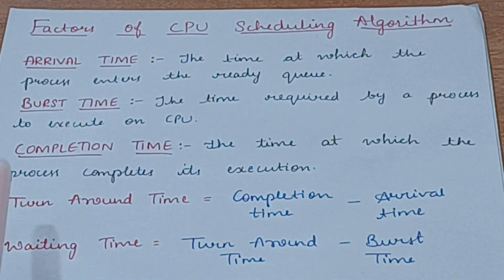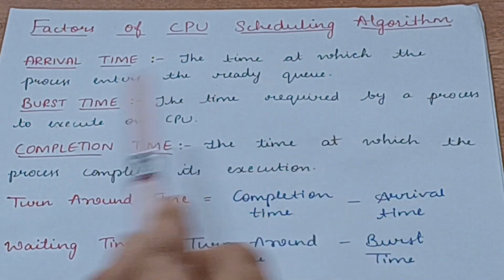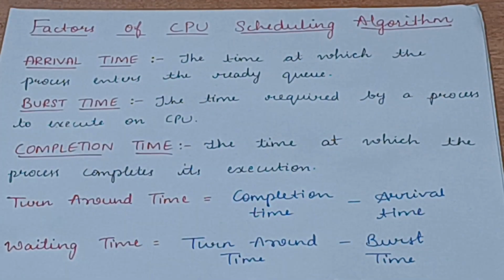And then you have burst time. Burst time is the time required by a process to execute on the CPU. You go to the bank and in your mind you have thought that this much time will be required for me to do the whole process of opening the bank account. The time that is actually required to open the bank account is the burst time. So the time required by a process to complete its execution is known as the burst time.